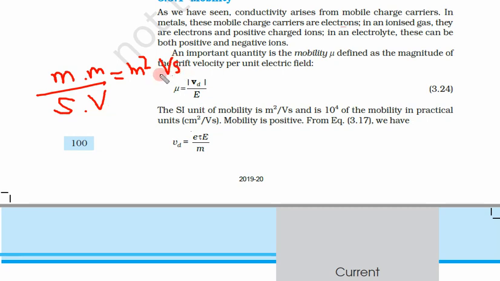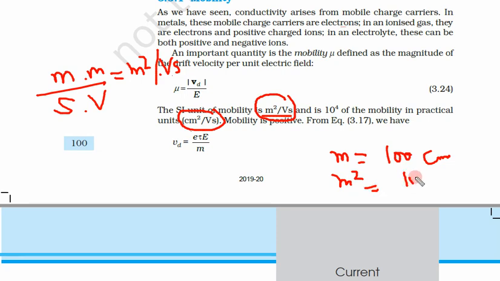So this is the unit of mobility, meter square per volt second, and 10 to the power 4 of the mobility in practical units. Why? Because meter square per volt second is not the unit which is generally used. Generally we use centimeter square per volt second, and you know meter is equal to 100 centimeter, and meter square is equal to 10 to the power 4 centimeter square.